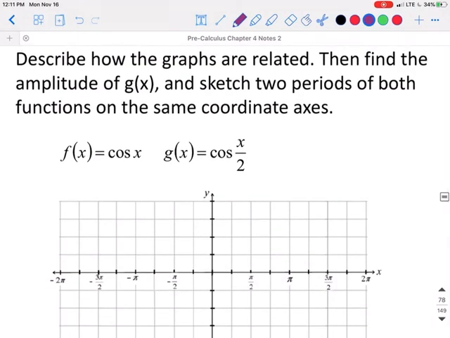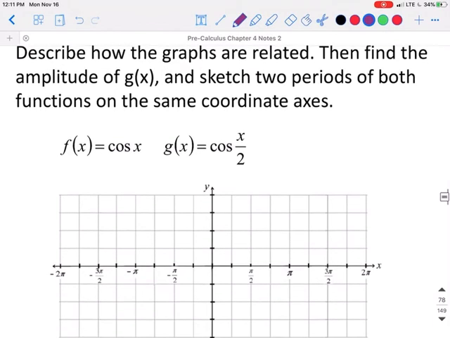So we need to describe how the graphs are related, and then we need to find the amplitude of g of x. Sketch 2 periods of both functions. So at least 2 periods of both functions. Now, we can rewrite this as the cosine of 1/2 x. Because the 1/2 is attached to the x and not the entire function, we do know this is going to be a horizontal dilation instead of a vertical dilation.